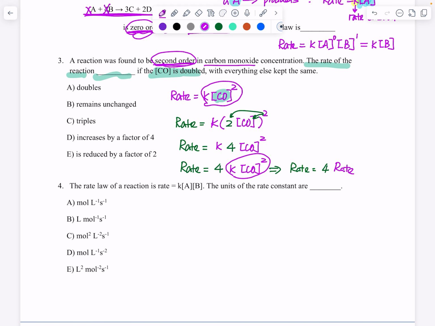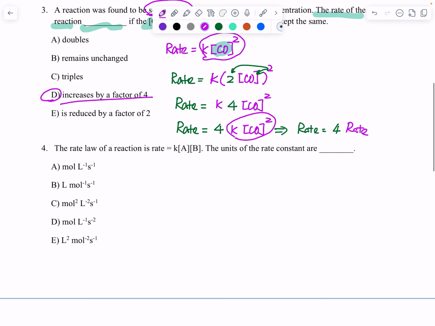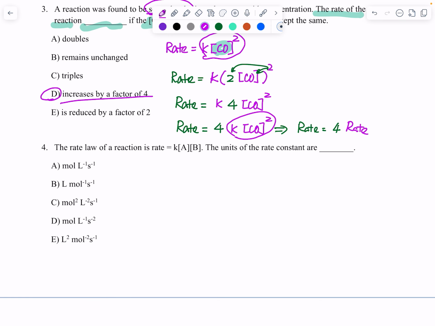So the rate of reaction did what? It increased by a factor of 4. So again, based on our understanding of rate law, how concentration changes affect the rate of reaction depends on the reaction order. Now let's look at the next question. It's still about rate law.